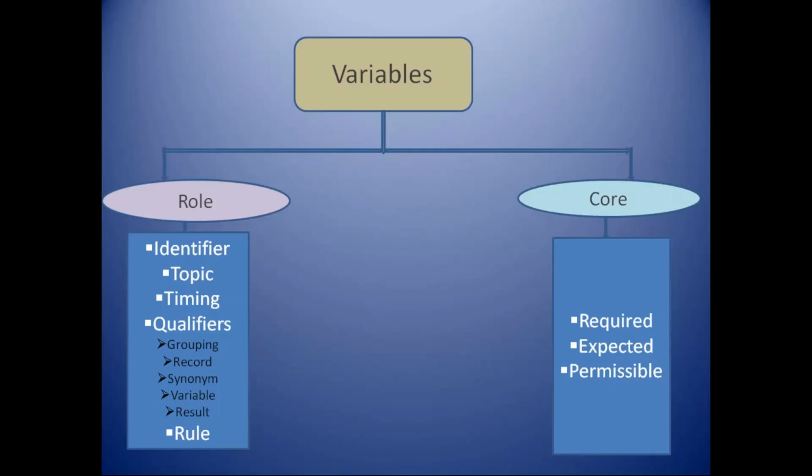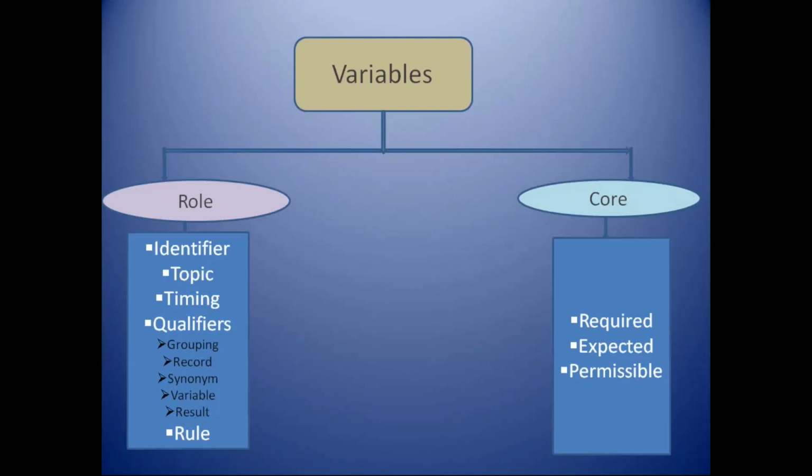When we talk about core variables, they are of 3 types: required, expected, permissible. What does required mean? The variable should be collected in the domain and the value should not be null. And expected means the variable should be collected and its value may be null. It may or may not be null. It's not necessary that every time you get complete values in the expected variable. It may be null, but the variable should be present in the domain.